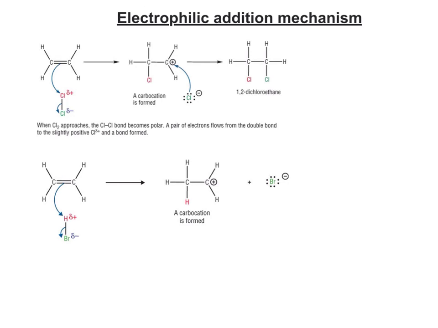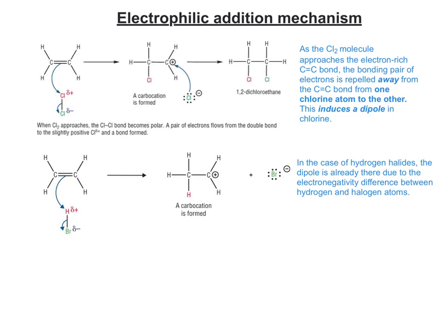So this is your electrophilic addition mechanism. It usually gets you about 3 or 4 marks in a paper. You'll notice that there's actually 2 very similar versions of the same thing. The one at the top is the reaction between a halogen and the carbon-carbon double bond. So you'll notice it says that the chlorine-chlorine bond becomes polar. So I just want to explain a little bit about that.